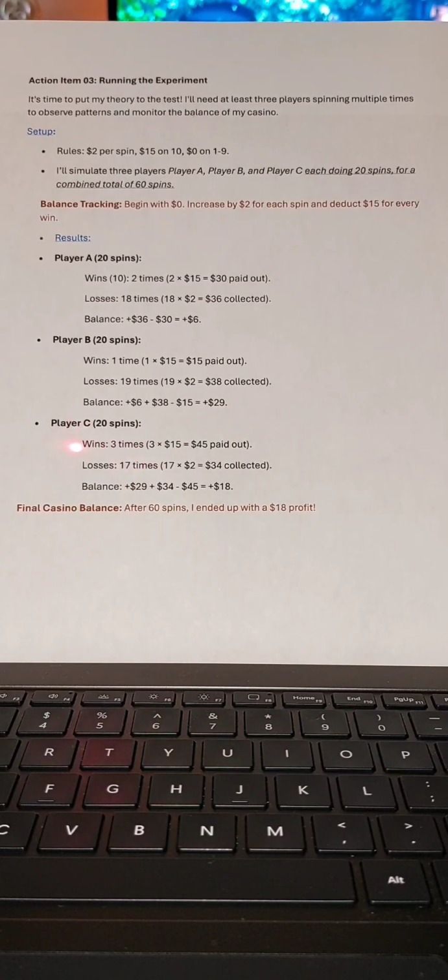$29. Player C, 20 spins, wins 3 times, as 3 times 15 equals $45 paid out. Loses 17 times, and 17 times 2 equals $34 collected. Balance is $29 plus $34 minus $45 equals $18.